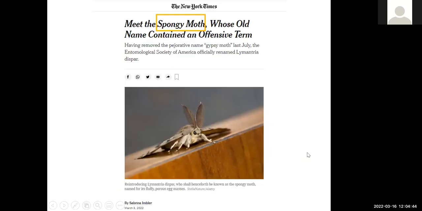The new common name is spongy moth. I will not be using that. I'm just in a place where I don't really see the need to add another name into the equation as we move forward with the insect. But just so you know, when you're out there looking for information or you see things on the news, if you hear spongy moth, that's the same as Lymantria dispar and the former gypsy moth.